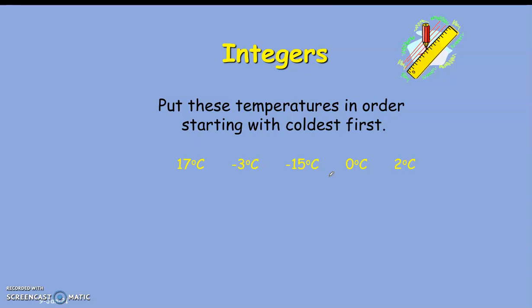The biggest negative number is -15 degrees Celsius. Then we're looking to see, is there any other negative temperatures here? Yep, there's one more. There's -3 degrees Celsius. There's no more negative numbers, so we're heading into our positive numbers, but before that, we have a 0 degrees Celsius. Then it would be 2 degrees Celsius and 17 degrees Celsius. So we've put these 5 temperatures in order, starting with the coldest. We've put them in ascending order. The numbers are getting bigger.